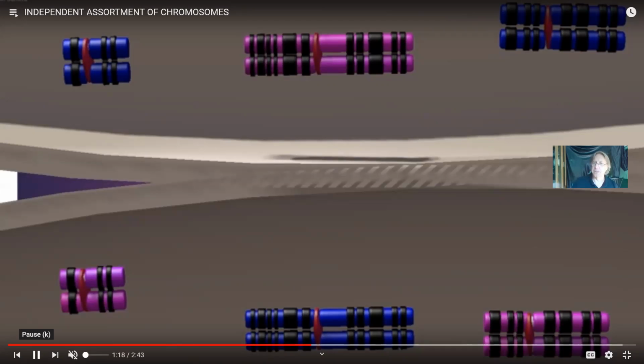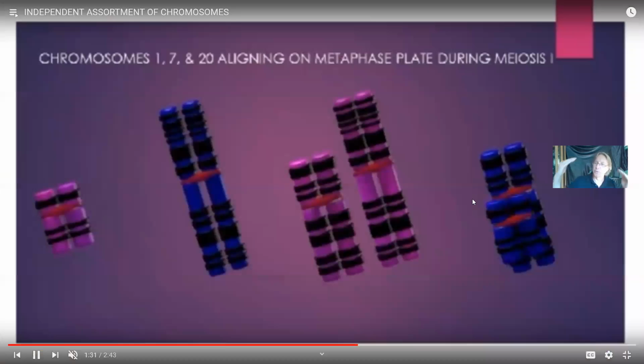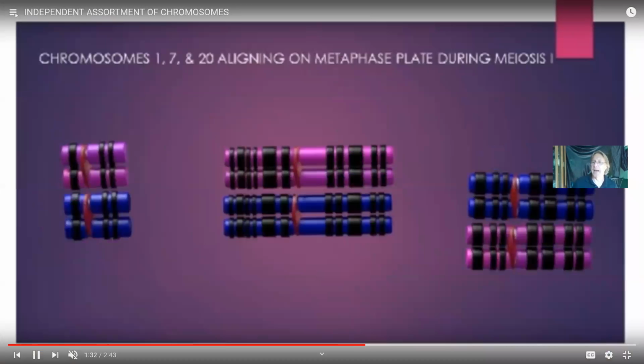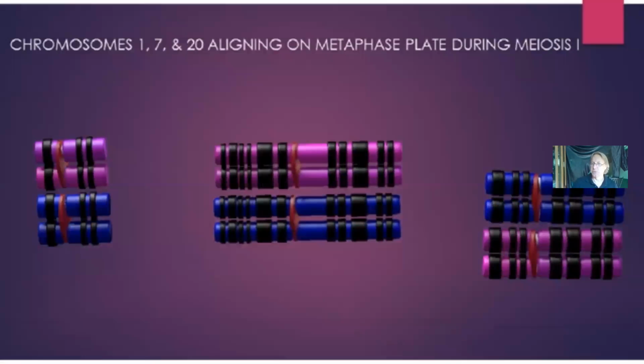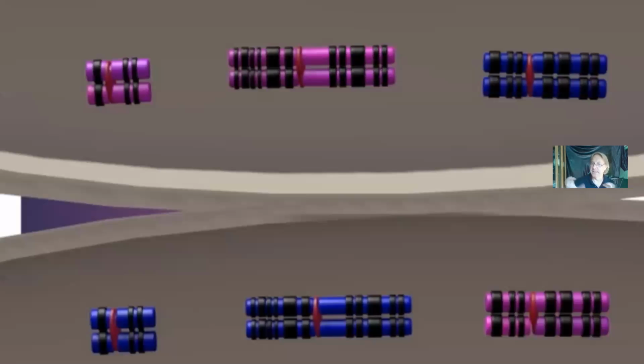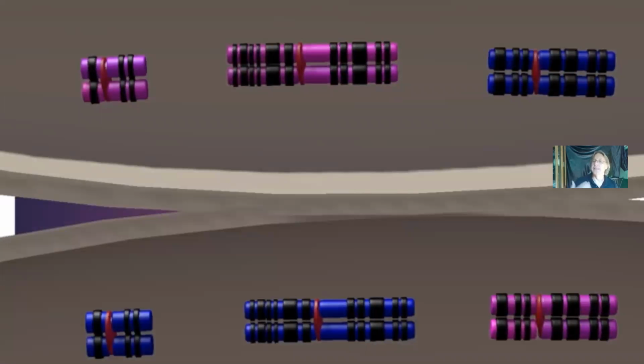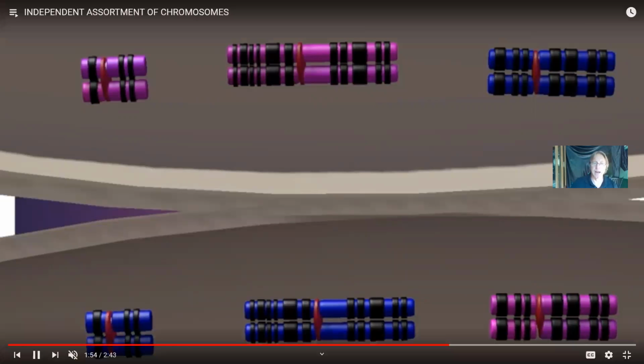That's why you get that 9:3:3:1 ratio. Why do traits assort independently? Because the chromosomes that have the genes determining those traits are assorting independently. This pink chromosome can go this way, even if the other pink chromosomes went the other way. And so the independent assortment of the chromosomes in prophase 1, as these bivalents form, gives rise to the independent assortment of traits, which gives some of the variety which results from sexual reproduction. One of the reasons that sexual reproduction exists.